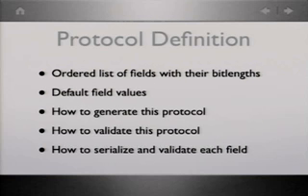We also define a serializer for each field. The serializer just translates a field value from the string we get from the user. For example, 192.168.1.1. It just translates that to its corresponding binary. So that's all a serializer does.